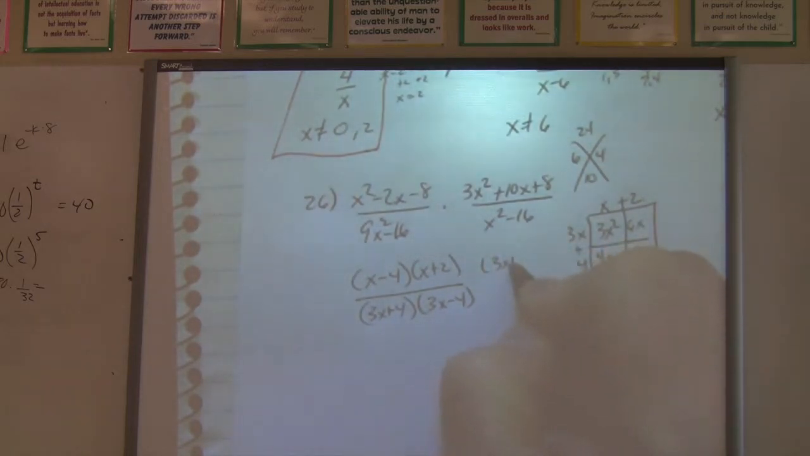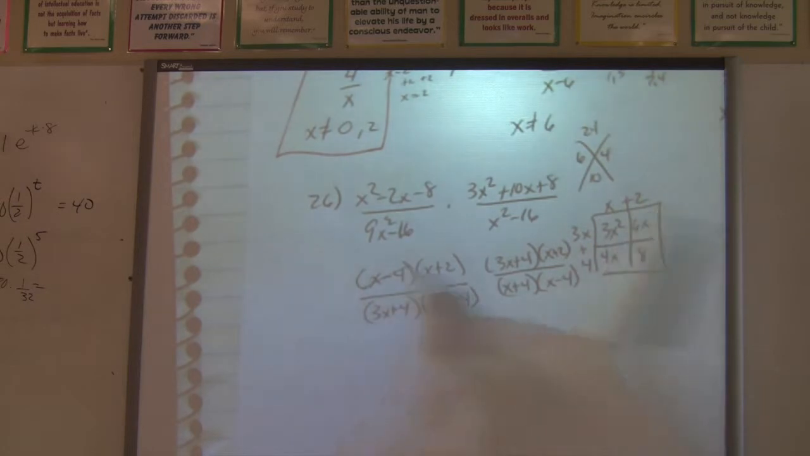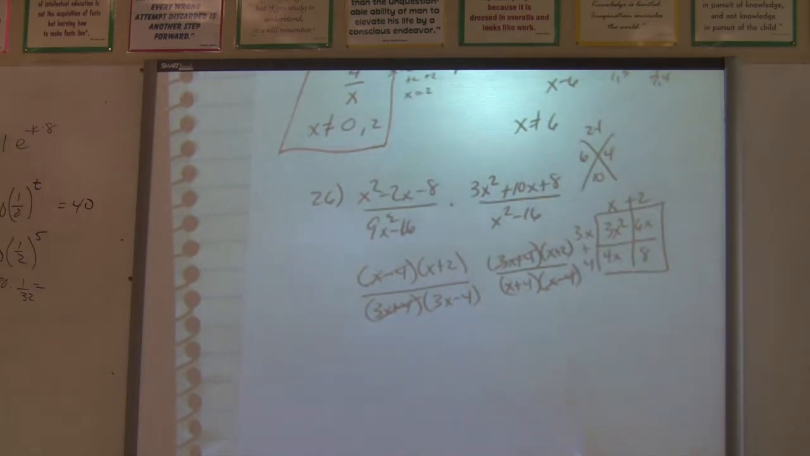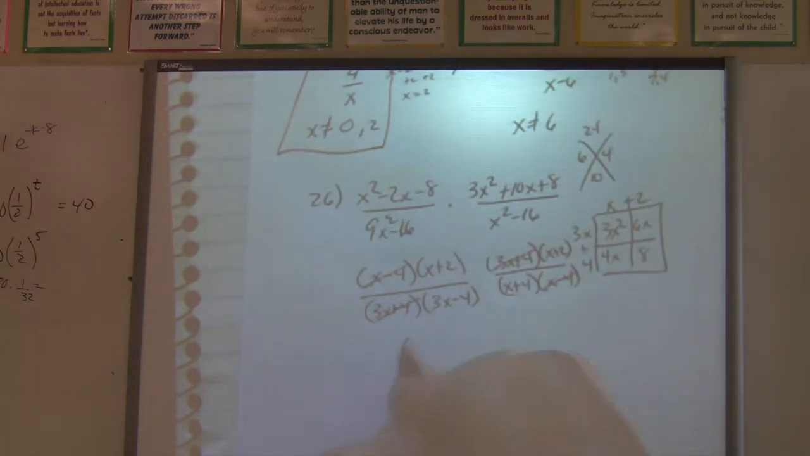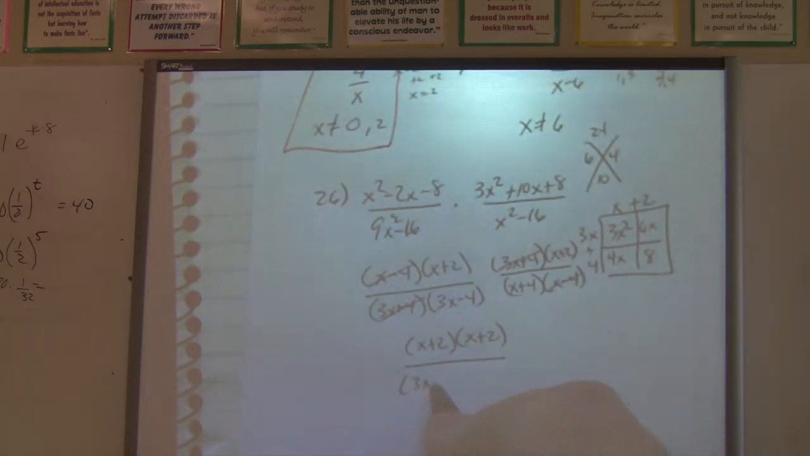So 3x plus 4 and x plus 2 over, again, this is the difference of two squares, so x plus 4 and x minus 4. Cancel like factors. We have an x minus 4. There is no x plus 2 on the bottom. 3x plus 4, we have 1. And x plus 2, there's not. So my answer is x plus 2 times x plus 2 and 3x minus 4 and x plus 4.